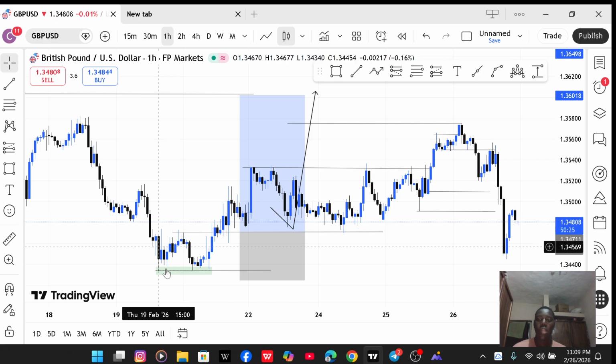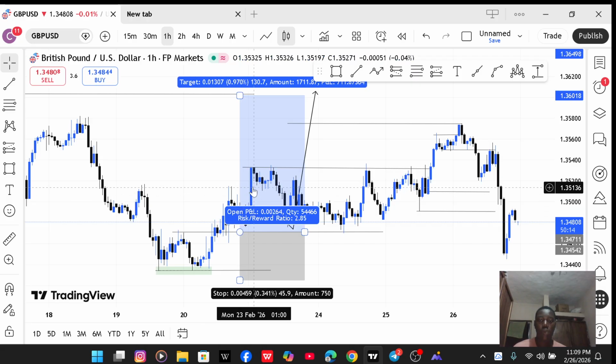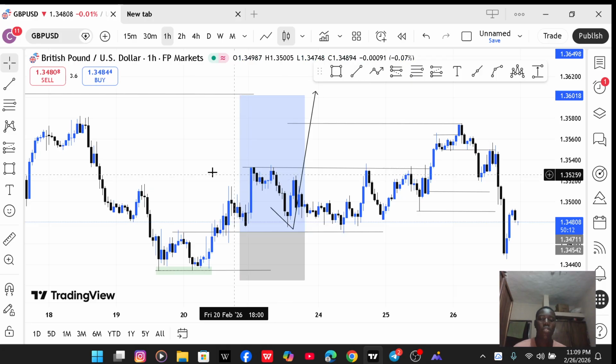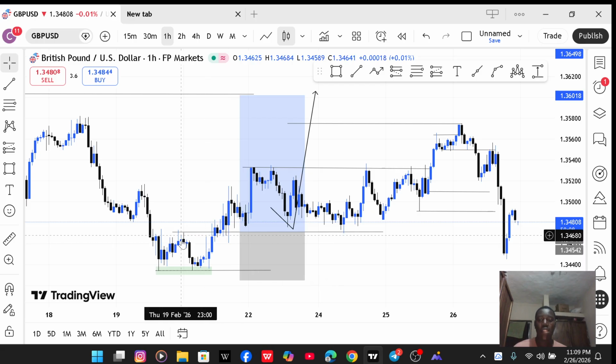It showed something like a double bottom, a W pattern, and you see a clean break of structure. The market broke from that zone with momentum to show that buyers are in place. So it broke with momentum, and this area here is the neckline.